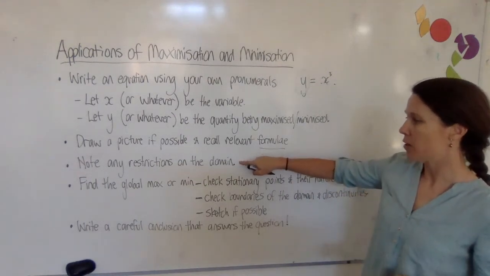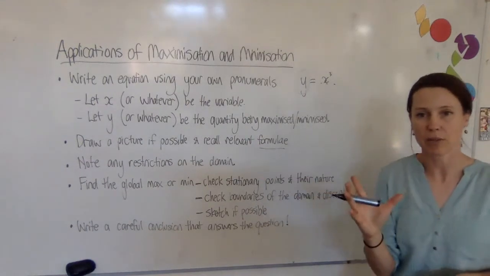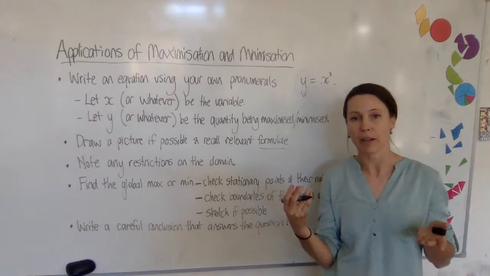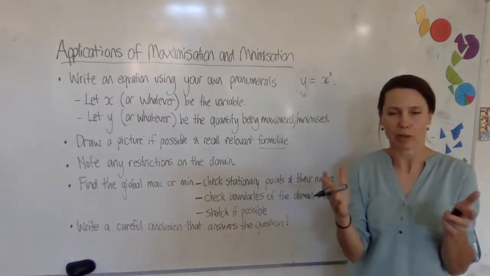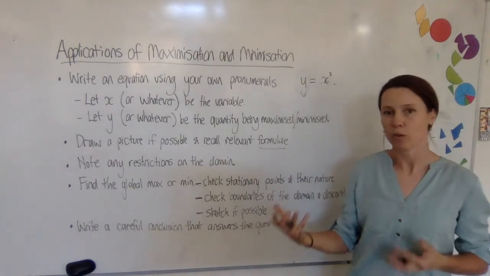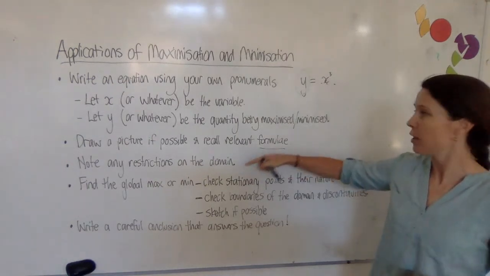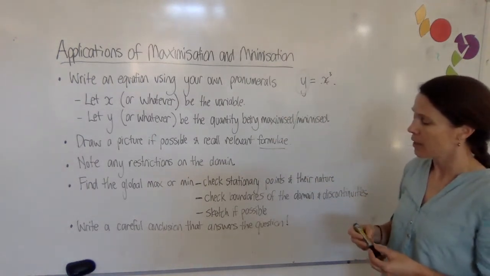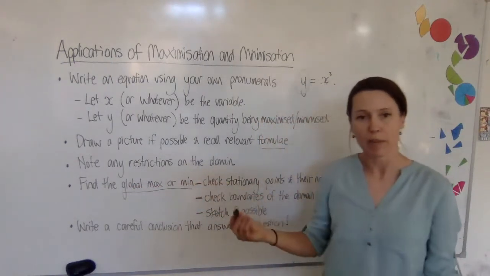You need to know any restrictions that are on the domain. So it could be that you're dealing with the radius of something, trying to maximise surface area. Well, you need to remember that radius can't be negative, it's going to be a positive number. Similarly, time might not be able to be negative. So always look at the context and think about how big or small your variable could be. Then it's just a matter of actually finding the global maximum or the global minimum.